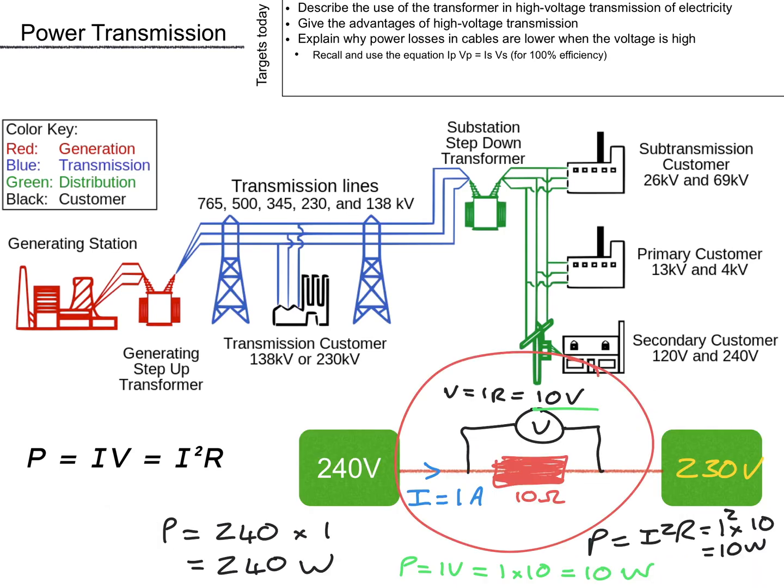Remember back on the other one, we had a power loss of 10 watts. So using a low voltage for power transmission means we're going to have a large power loss in the cables.